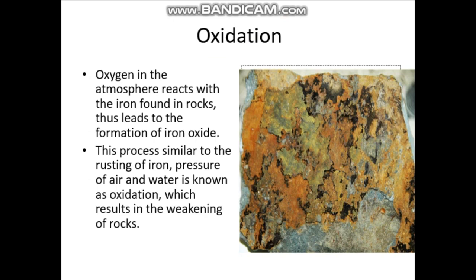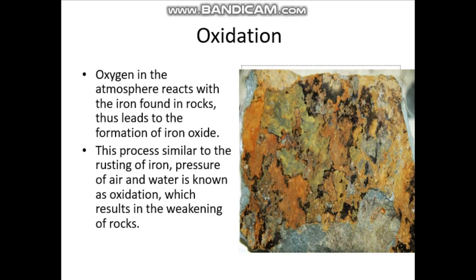First one, oxidation. What do you mean by oxidation? It is the rusting of iron. How does iron get rusted? Due to water. Oxygen in the atmosphere reacts with the iron found in rock, leading to the formation of iron oxide. This process, similar to the rusting of iron in the presence of air and water, is known as oxidation, which results in the weakening of rocks.